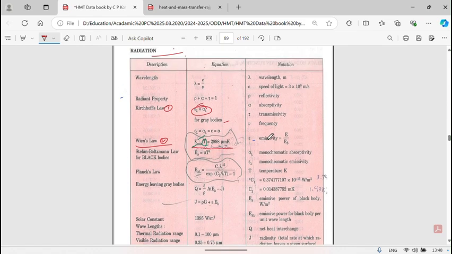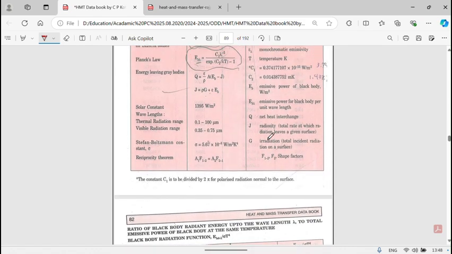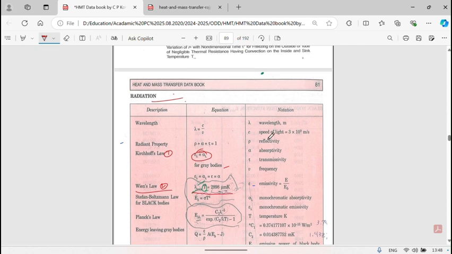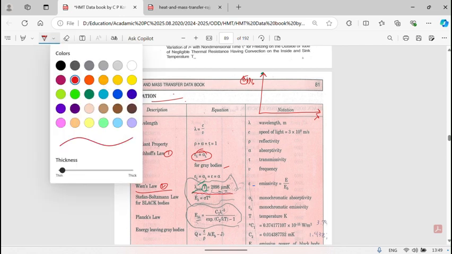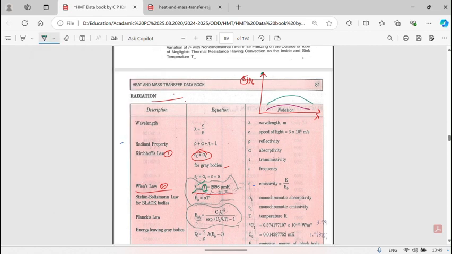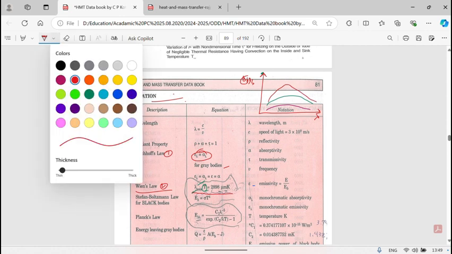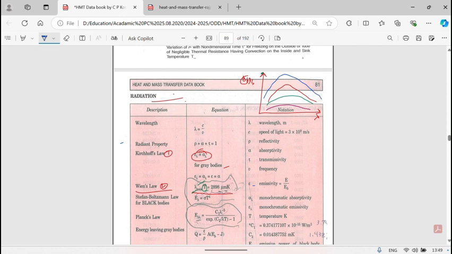This can be seen in the next slide. Otherwise, we can discuss it here also. One axis is the monochromatic emissive power E lambda b, and the other is the wavelength. In this graph we have some temperature lines. This line is for 1000 Kelvin, this line is for 1500 Kelvin, this is for 2000 Kelvin, and this is for 3000 Kelvin.